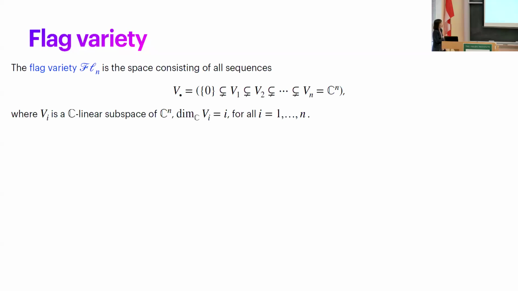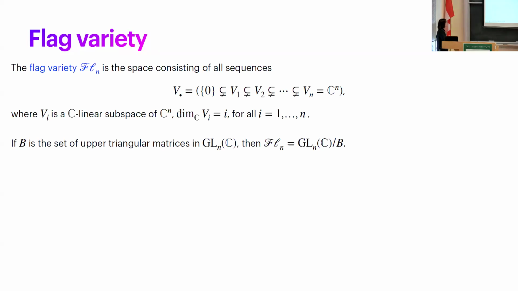And now I'll introduce the relation with torus orbit closures in flag varieties. So the flag variety is a space consisting of all sequences of this form. This is called a flag. And if B is the set of upper triangular matrices in the general linear group, then the flag variety Fl_n is the homogeneous space, the general linear group over C modulo B.